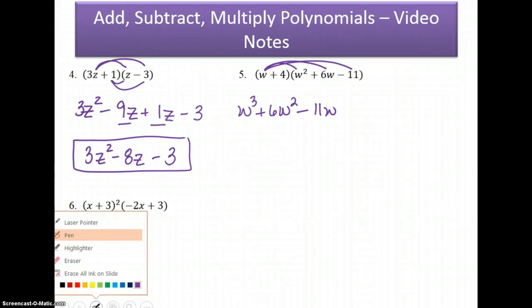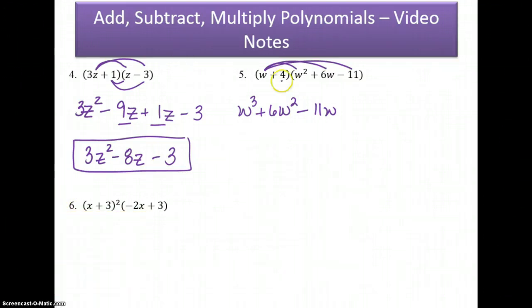What I'm going to do now is change colors so that we can do the 4 and see the difference. So now we're doing 4 times each of those. 4 times w squared will be plus 4w squared. 4 times 6w will be plus 24w. 4 times negative 11 is minus 44.